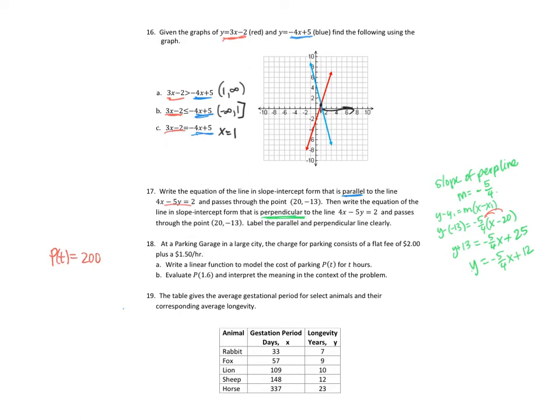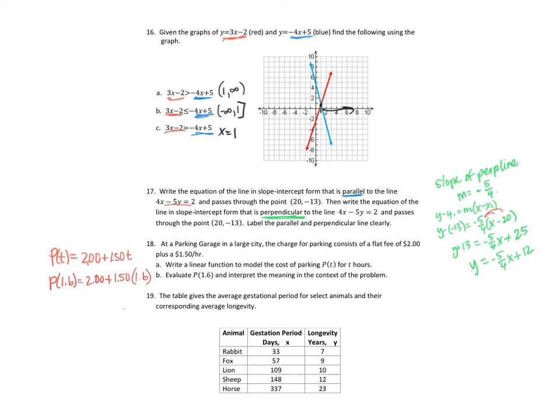Okay, so we got to pay that $2. And then we want to pay $1.50 times the number of hours there. So that gives me the equation. And then I want to evaluate P of 1.6. Okay, so P of 1.6 means I'm going to take the $2 plus the $1.50 times the 1.6 hours.